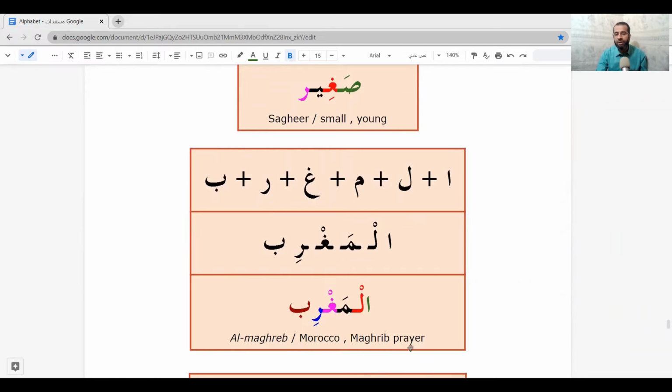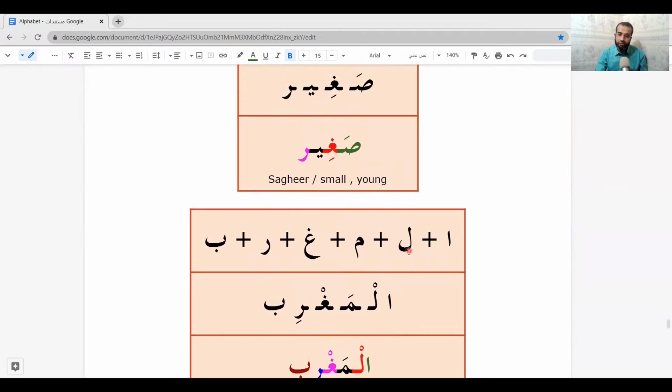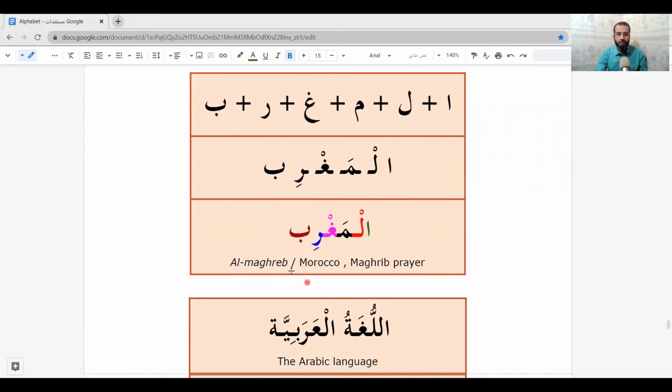It's called Maghrib prayer. Yes. Alif, Lam, Mim, Ghain, Ra, and Ba. Al, then Mim Fatha, Ghain Sukun, Al Magh, then Ra Kasra, Ri, then B. Al Maghrib.